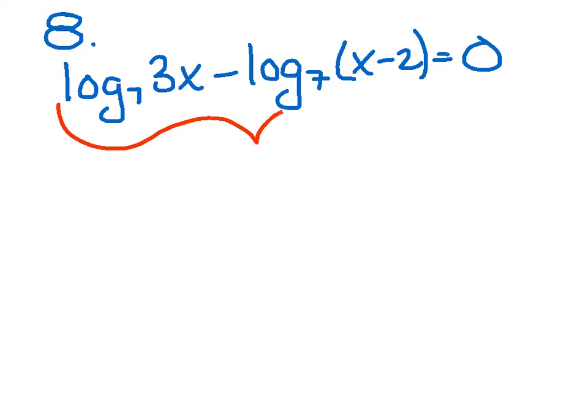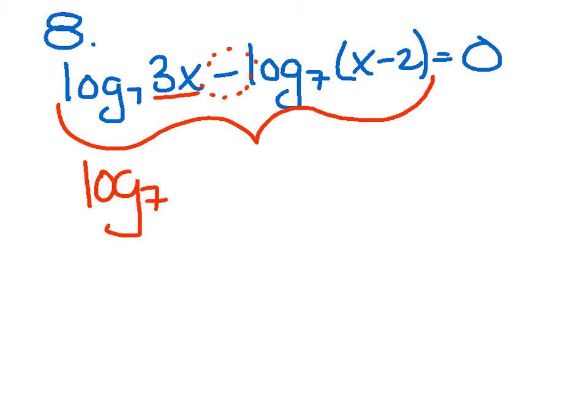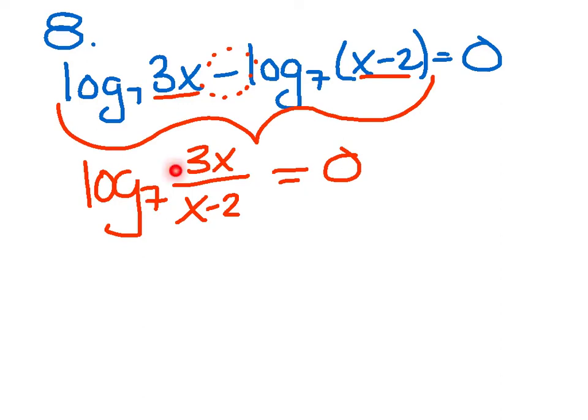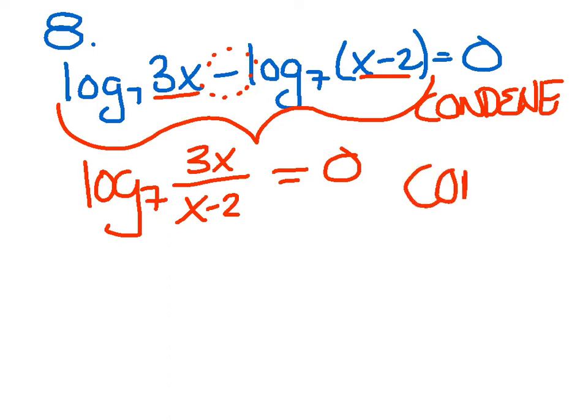Your goal is to condense this side into one log. So my log is log base 7, and watch that operation. Subtraction means these two terms came from division. So 3x over x minus 2 equals 0. Now again, I can't kill this log base 7 because there's nobody equivalent over here. So we did our condense method, and after we condense, if we can't kill, then we convert.